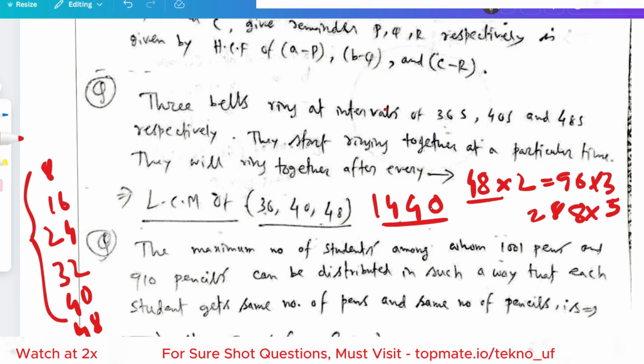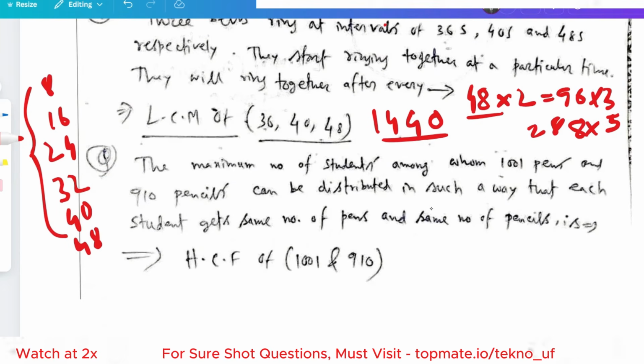Let me show the next problem, that is the maximum number of students among whom 1001 pens and 910 pencils can be distributed in such a way that each student gets the same number of pens and the same number of pencils. Whenever you see maximum number of students, largest or maximum, that time you can proceed with HCF. Most of the time it will work.